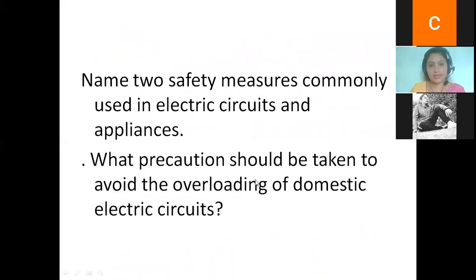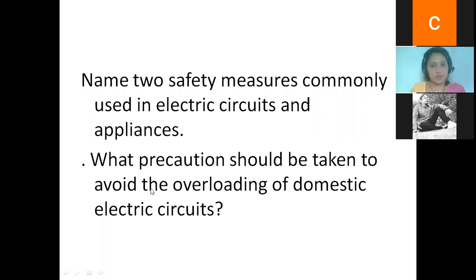The next question is, name 2 safety measures commonly used in electric circuits and appliances. Can anybody guess? You can raise your hands. Nobody raised. Leka raised her hand. Leka, can you please put your answer in the chat box? Or I think there is no option to unmute yourself. Fuse and earthing. Leka, very good. That is the correct answer.